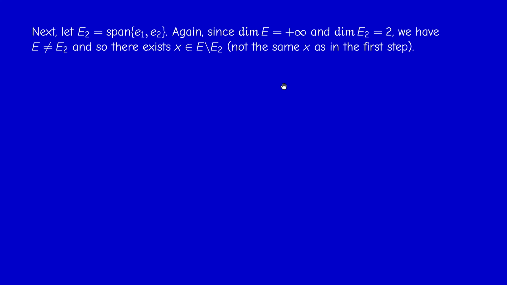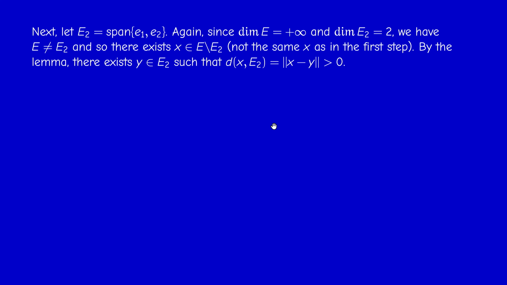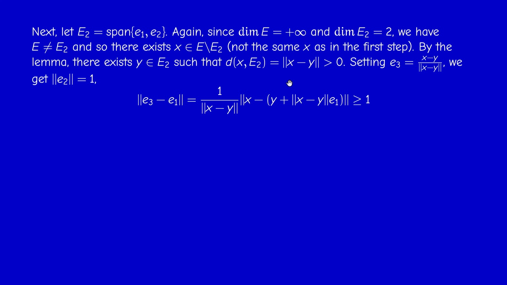Now, as you may check, you can check actually that e2 is linearly independent from e1. It's not difficult. But since the space is infinite dimensional, then E2 cannot be equal to E. Okay, so I can find an element that I will denote by x, but it's not the same x as in the previous step. So I can find x in E, not in E2. And I use the lemma to get another y, not the same as before, where the distance is achieved. So I can find y in E2, where the distance between x and y is the distance between x and E2, and this is something positive.